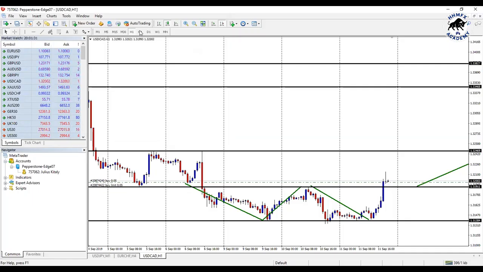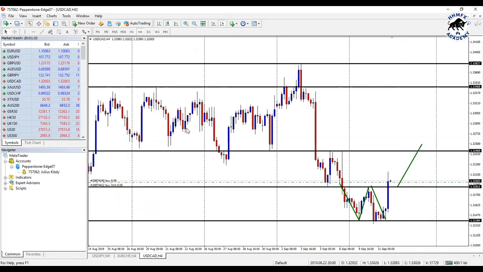Now, where will I find my target, my take profit? My take profit will be at the next resistance. It's where I'll put my take profit. So my take profit will be just here, guys. So my take profit will be at 1.324646.